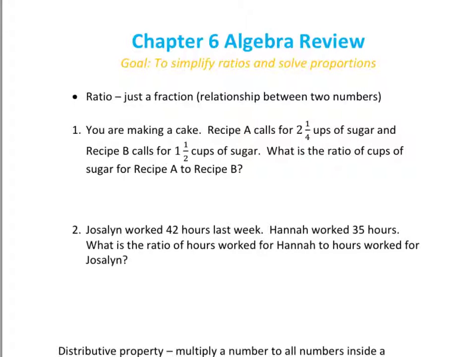Hey dudes, we're going to start off with a simple algebra review, just doing some ratios and proportions, just to remember how to do that stuff before we get into chapter 8.